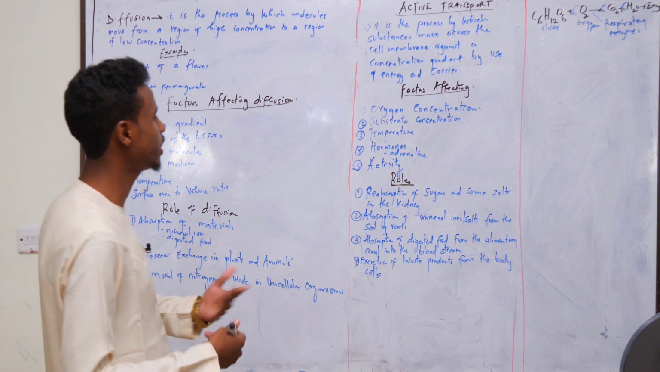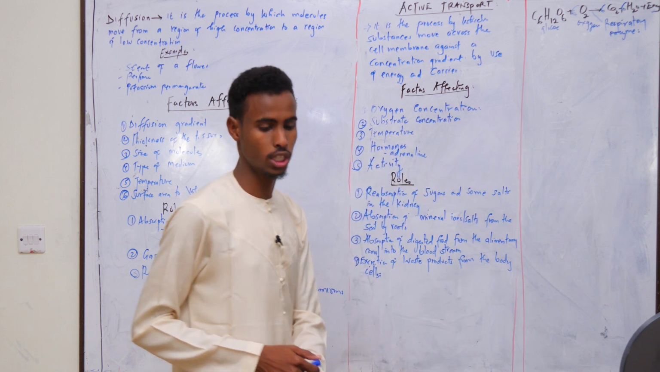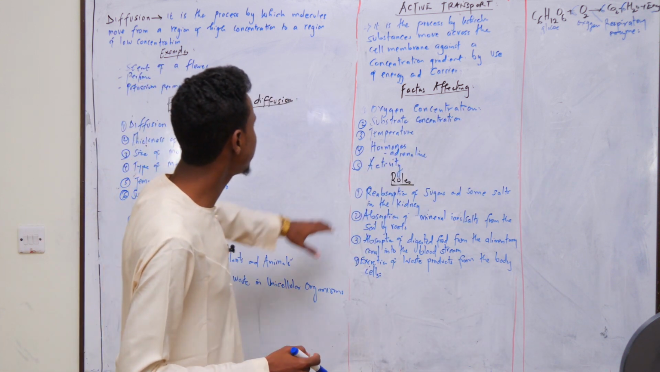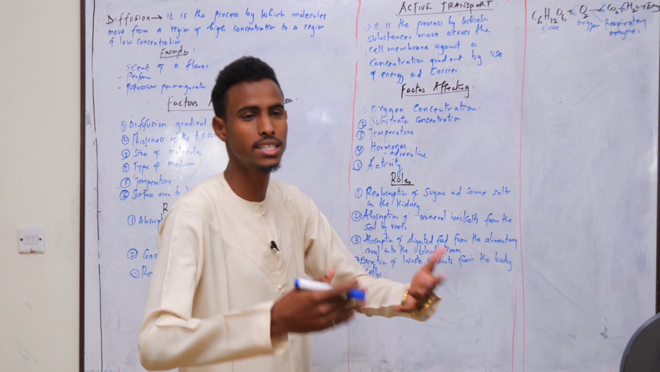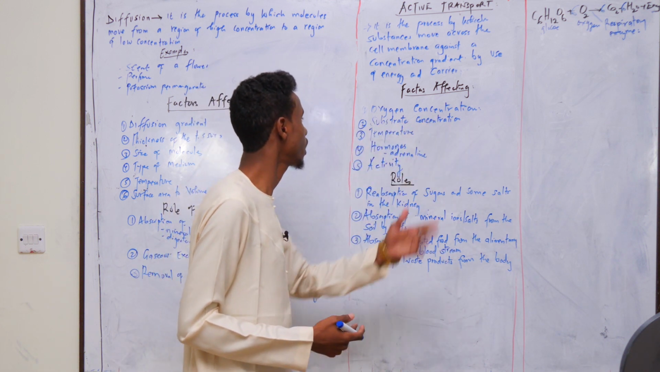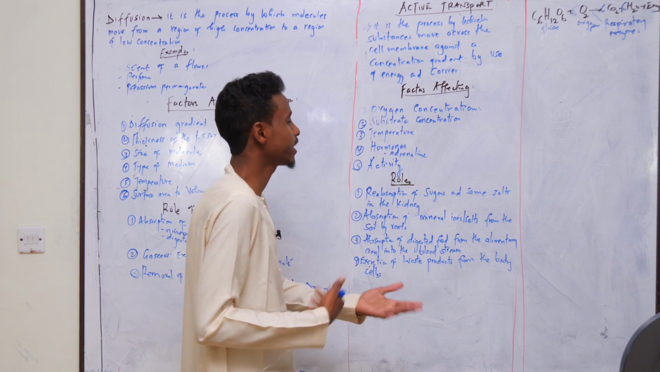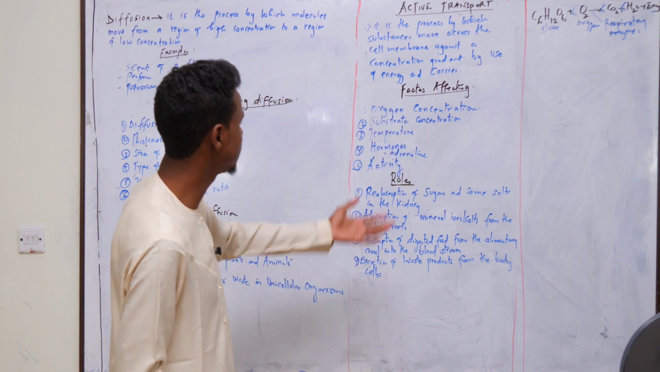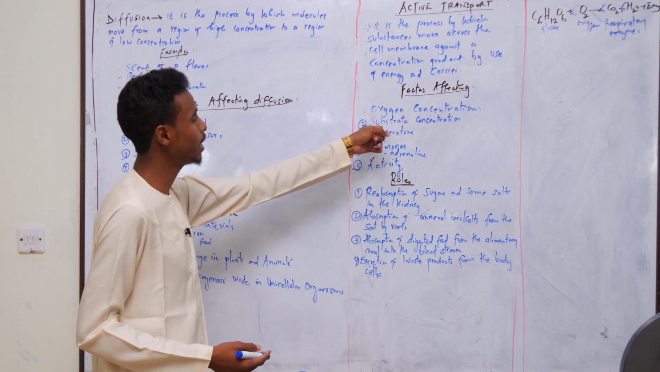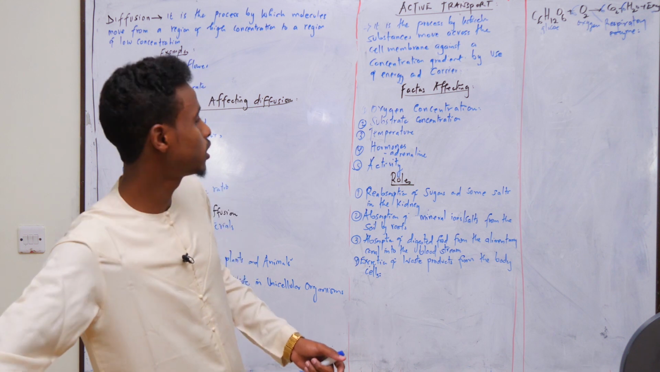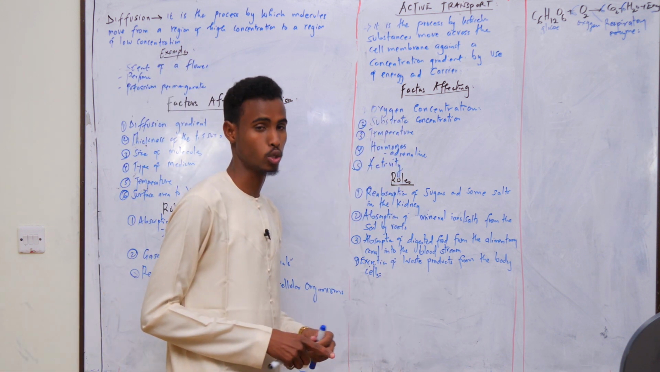Now let's look at how they affect it. The higher the oxygen concentration, the faster the rate of respiration. An increase in substrate concentration increases the rate of respiration, while a decrease in substrate concentration decreases the rate as well.